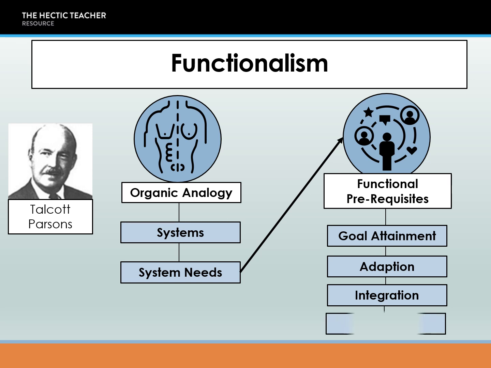Okay, and the final one is latency, and these are the unstated consequences of actions. And Parsons identified two types of latency: pattern maintenance, which are ways of maintaining the value consensus, and through socialization and tension management.